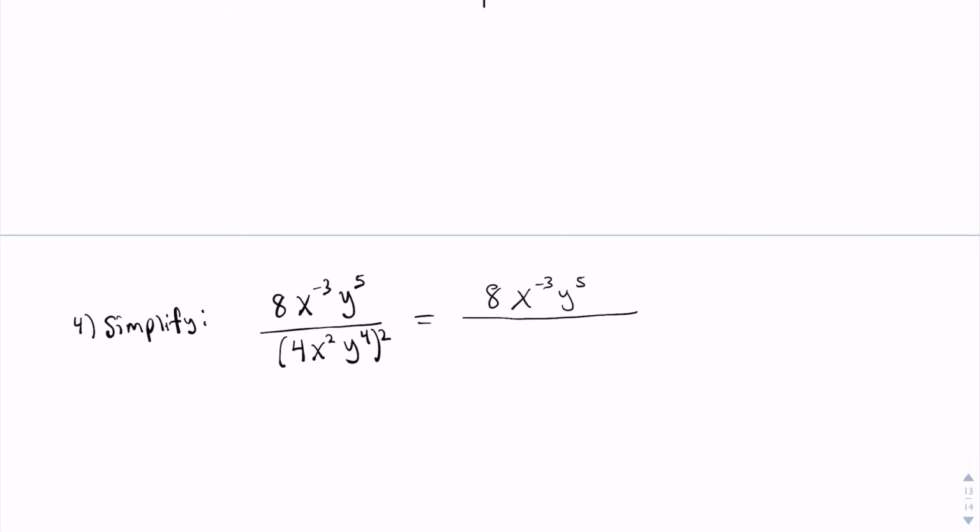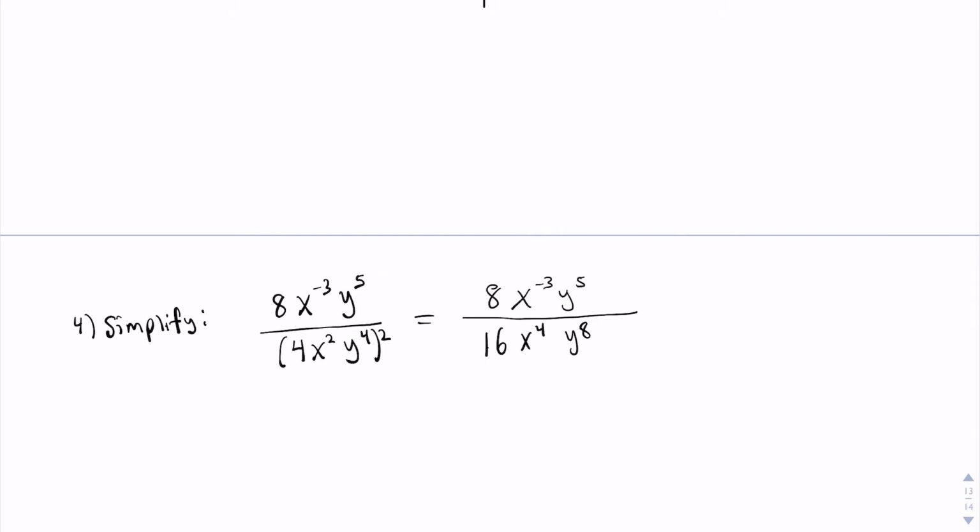On the top and the bottom, I'm going to apply this rule where I raise 4 to the 2nd power. That's going to give me 16. I'm going to have x squared to the 2nd power. That's going to be x to the 4th. And y to the 4th, I'm going to raise it to the 2nd power. That's going to give me y to the 8th. So I'm going to have on the bottom 4 squared, which is 16, x to the 4th, and y to the 8th power. And now I have this.